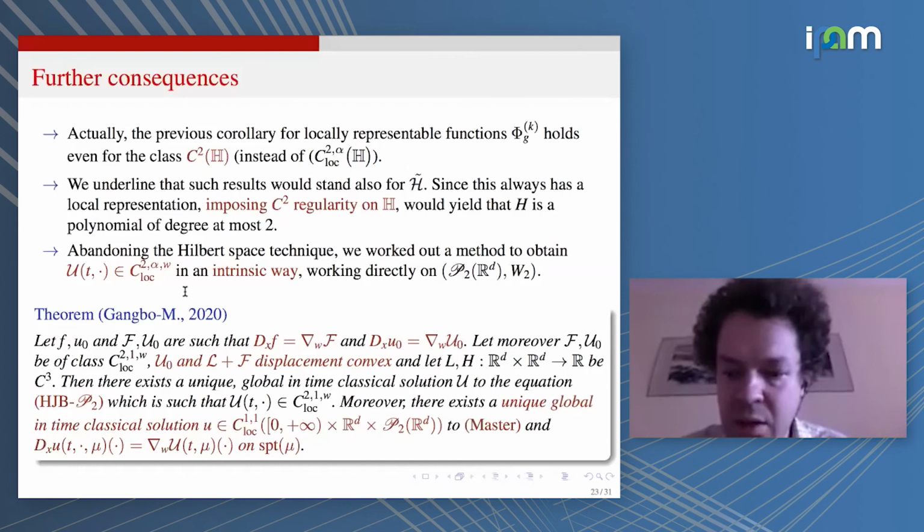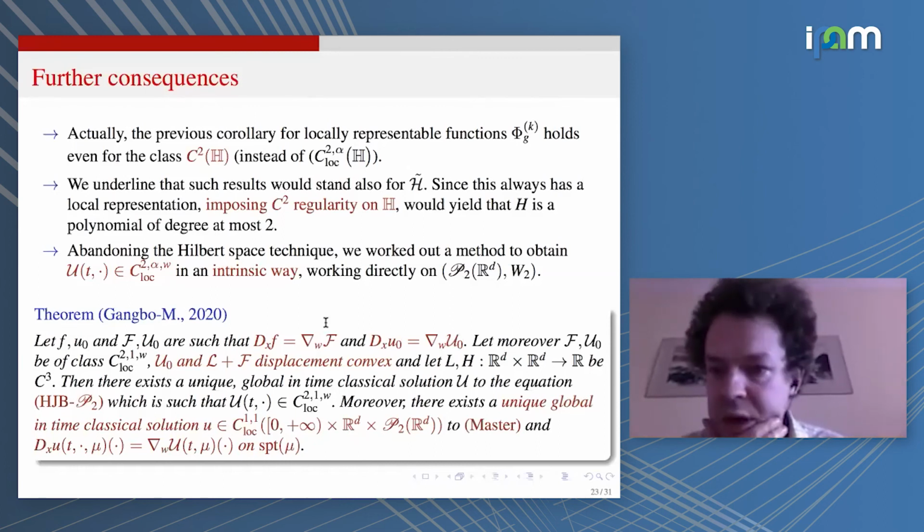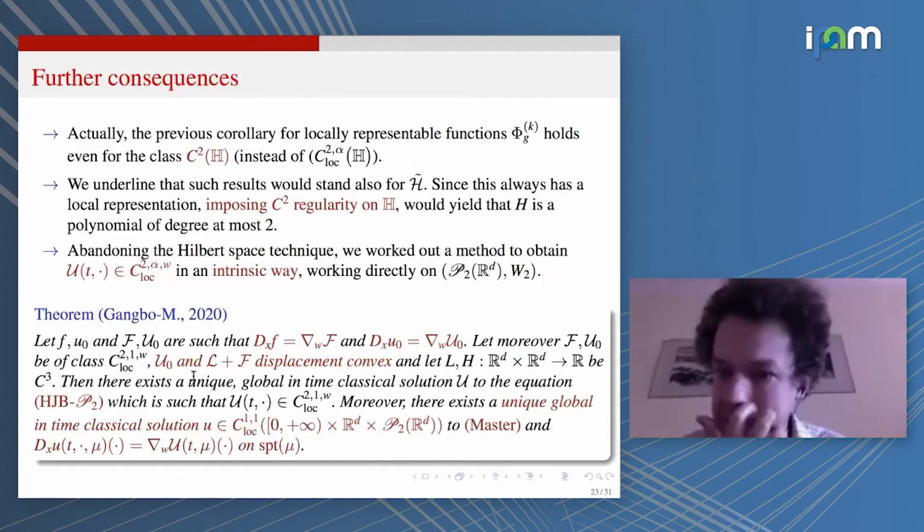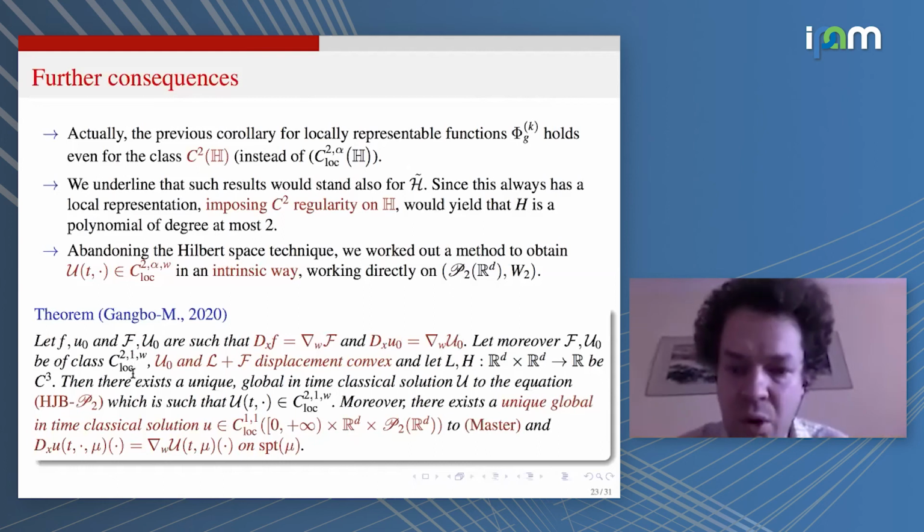And this is our main theorem that I can state here. If we have C3 regularity on the Lagrangian and the Hamiltonian, the Lagrangian action is displacement convex, U0 is displacement convex, and they are in this class, C2 alpha W, then we can produce a value function which is in the same class with respect to the measure variable. Moreover, we can show the unique global well-posedness of the scalar master equation. So this is our main theorem.